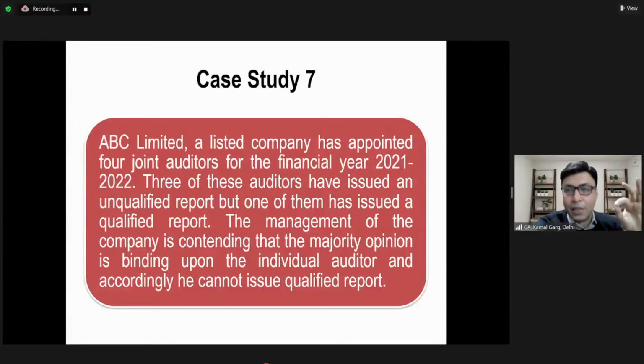Companies Act simply says under section number 139, subsection 2, clause B, that company may appoint joint auditor. But Companies Act nowhere is saying that joint audit is mandatory. It is FEMA where joint audit is mandatory for certain companies. So you can take a note. We do have FEMA FDI regulations. FEMA stands for Foreign Exchange Management Act. FDI stands for Foreign Direct Investments.